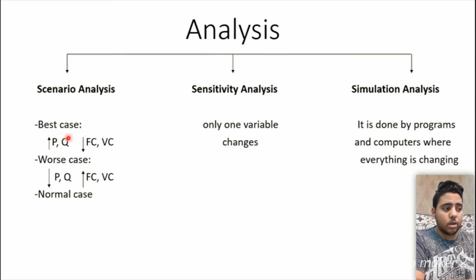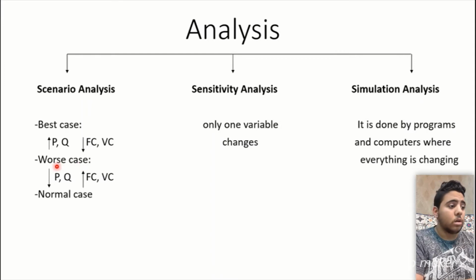You will do it in three forms. The best case scenario, where you increase the price and the quantity by the given percentage, and decrease the cost, which is the fixed cost and variable cost, by the given percentage. You don't change the tax, the depreciation, and the working capital. These three stay constant.